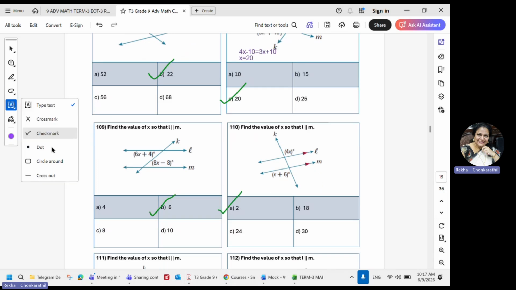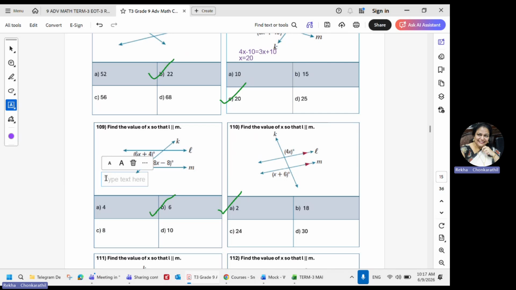You want me to write the equations for these? This is 8x minus 8 equals 6x plus 4. And you get the x value as 6. Here also we have 4x equals x plus 6. So you get the value of x is equal to 2.